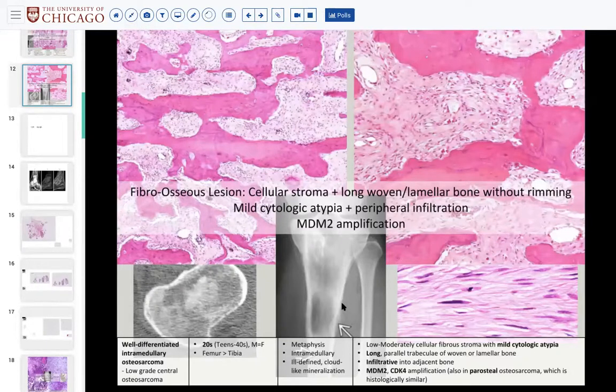Anything that's breaking through the cortex with fuzzy borders, think about osteosarcoma. One great thing is we can do stains for MDM2 and CDK4, because just like some of our fatty lesions, these actually have chromosome 12 MDM2 amplifications. So you can throw an MDM2 CDK4 stain on there, and if it's positive, you might suggest osteosarcoma.